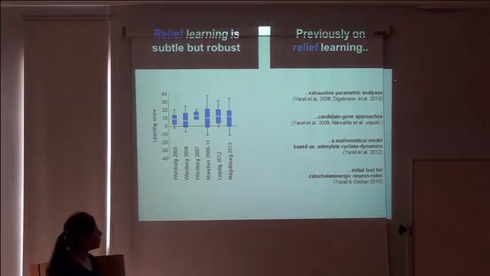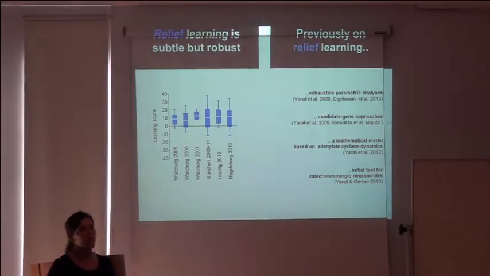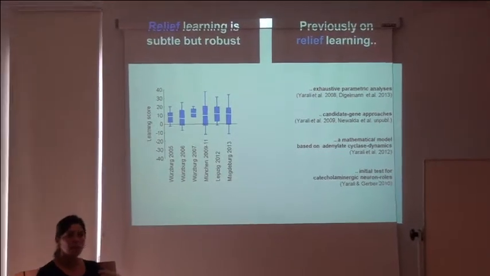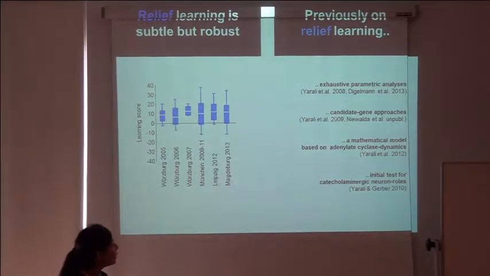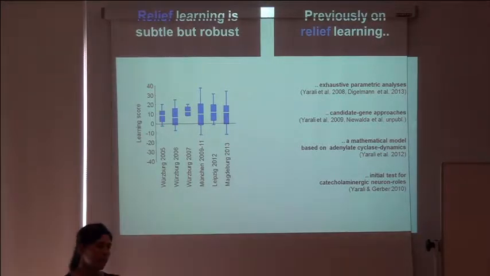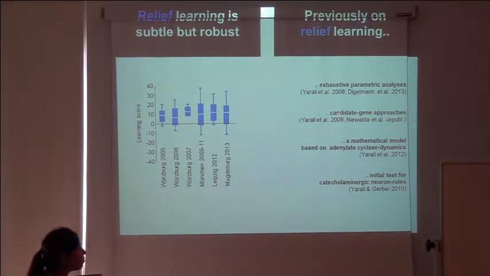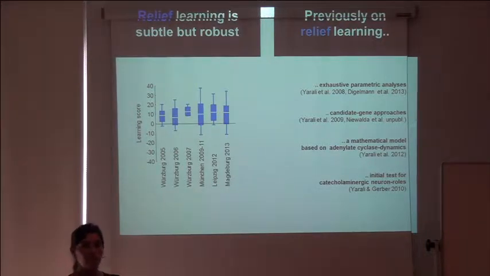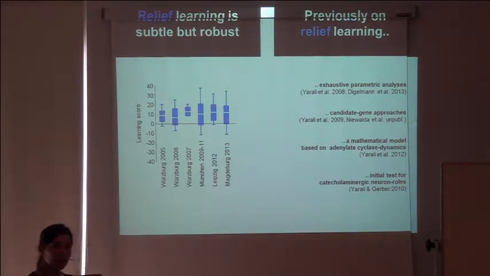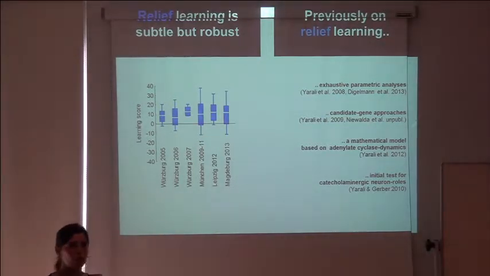We started with parametric analysis, which means we looked at effects of training repetition and intensity of the shock, and things like that. We also characterized how the memory about the relief decays after the training is over, so how the flies are forgetting. We took some candidate gene approaches. We tested the rutabaga gene and the synapsin gene. We made a little mathematical model based on adenylate cyclase dynamics to explain this function. And we also tested for initial catecholaminergic neurons. These are all old data, so I'm not going to show them. I'm going to focus on new things.